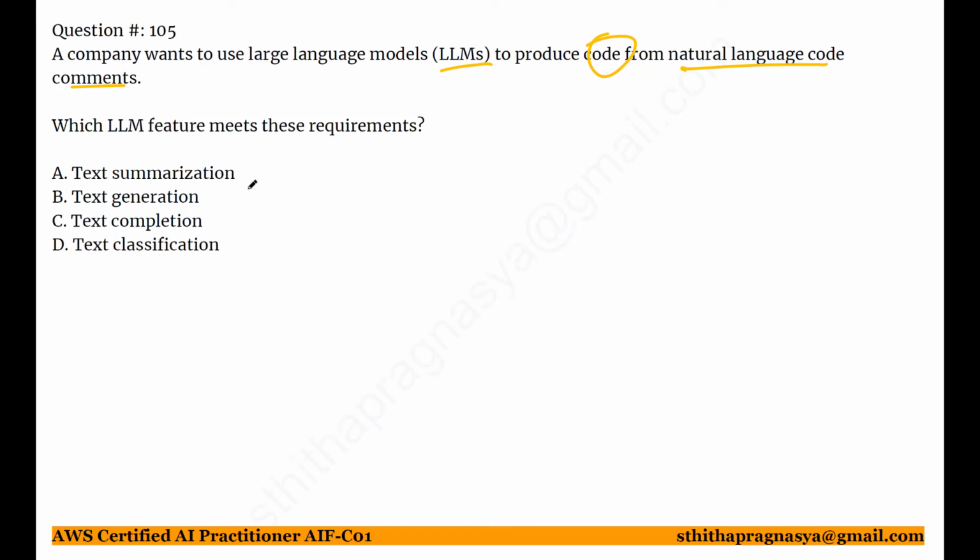Let's see. Summarization, text summarization. This involves condensing text into a shorter, concise form while retaining the key points. It is not suitable for generating executable code from natural language, right? Summarization always means you have 10 paragraphs, you summarize it into one paragraph. That's not useful for producing code that you want to execute. This is incorrect as it focuses on summarizing text, not producing code. So the answer has to be generation, right?